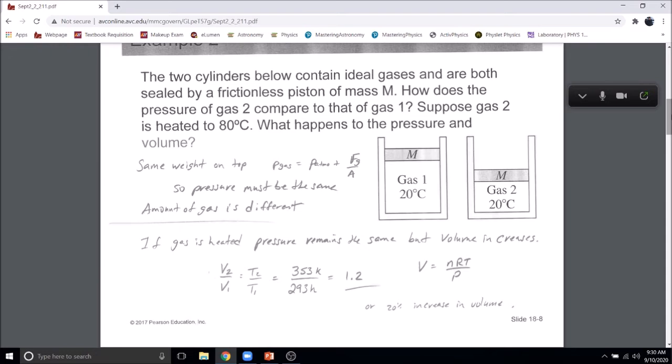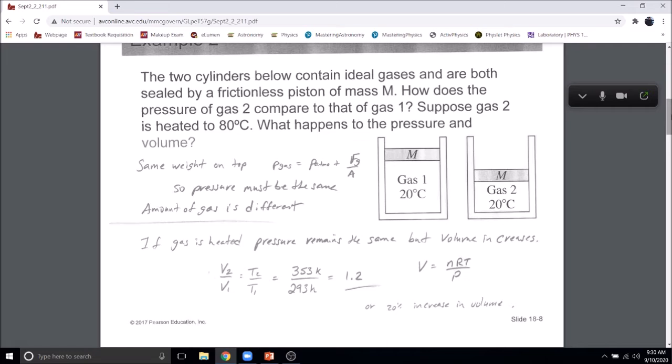Well, as I just explained, even though they have different volumes, they don't have different pressures. The pressure, again, is due to the atmosphere and the weight of the piston, and that is identical in both situations, so the pressure must be the same. Okay, well, if the temperature is the same and the pressure is the same and the volume is larger, it must mean that the amount of gas is different, and that's why the volume is bigger. So we'd see that the number of moles in gas 1 is going to be larger.